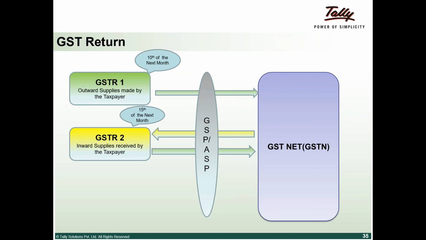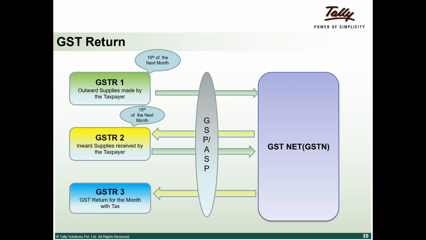So the GSTR 2 for me would be GSTR 1 for someone else. GSTR 1 for me would be GSTR 2 for someone else, and GSTR 3 would be the total of GSTR 1 and GSTR 2. So I would have had a 100 rupee tax payable on the outward supplies that I've made, and 80 rupee tax credit that I've got on GSTR 2. GSTR 3 would show that 20 rupee tax payable.